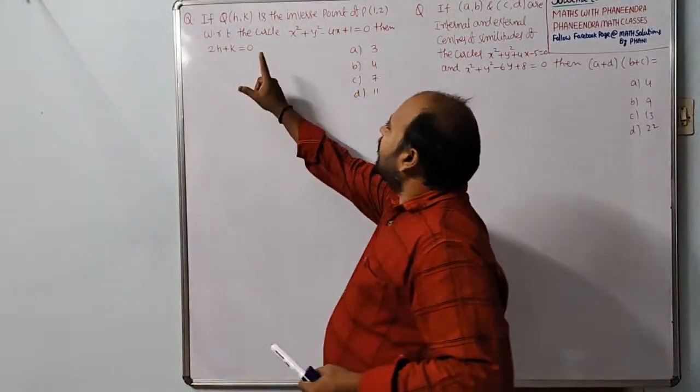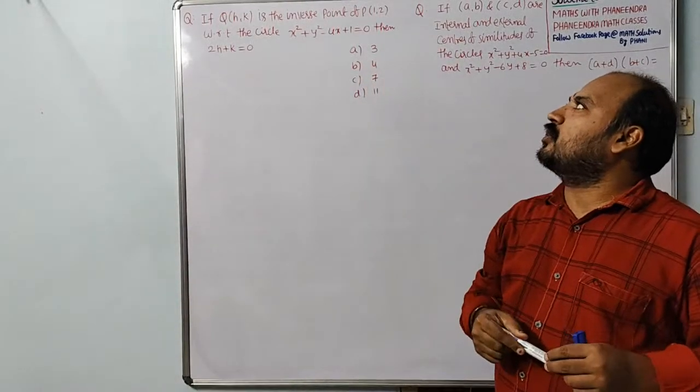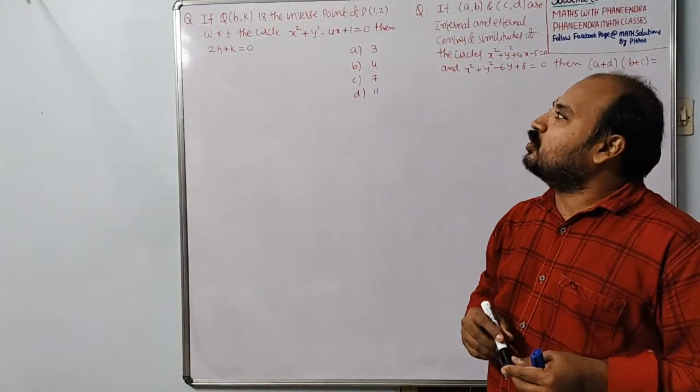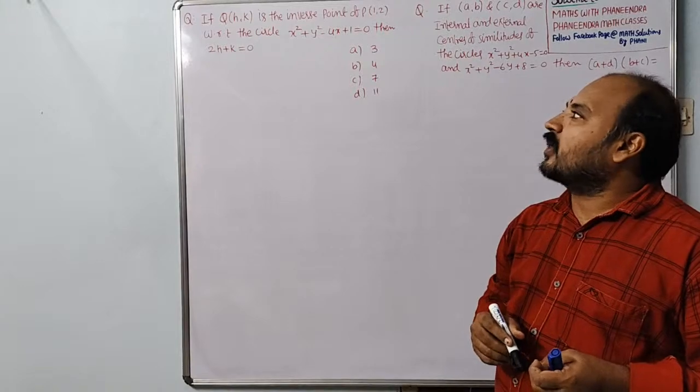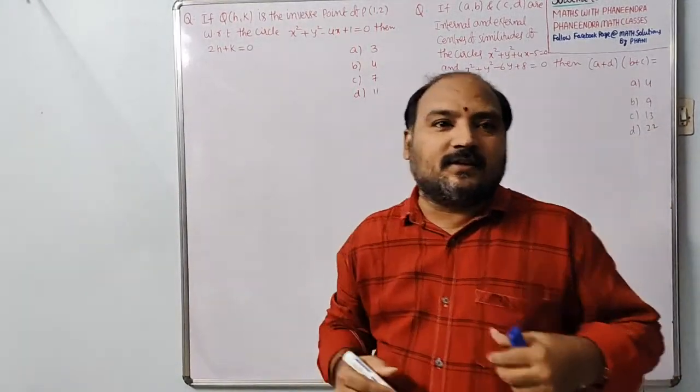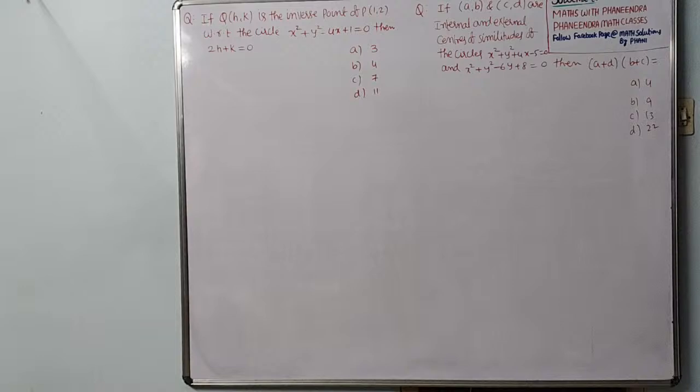So if Q(h, k) is the inverse point of P(1, 2) with respect to the circle, then 2h plus k is.